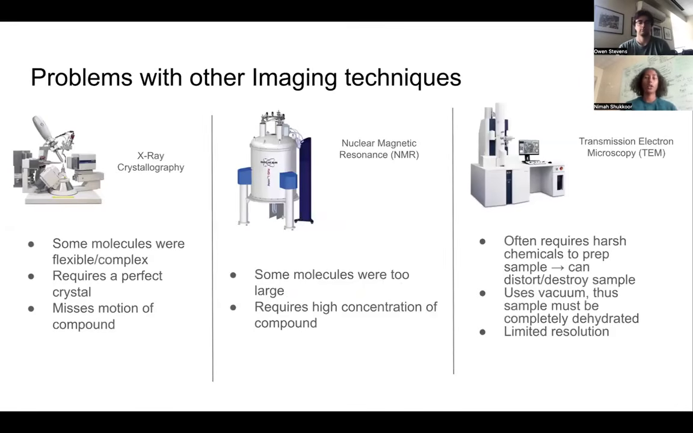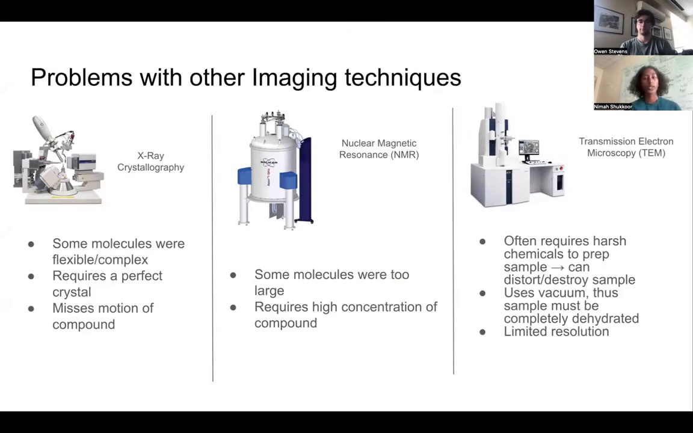So before I talk about cryo-EM specifically, let's talk about what necessitated the invention of cryo-EM in the first place. Many of the imaging techniques in the past had a few problems or constraints that came with them. For X-ray crystallography, for example, some of the molecules were too flexible or complex to be imaged. It also required a perfect crystal to be formed in the sample, which can be hard to do. And it also doesn't capture the motion of compounds. Or you can't determine the motion of compounds using this technique.